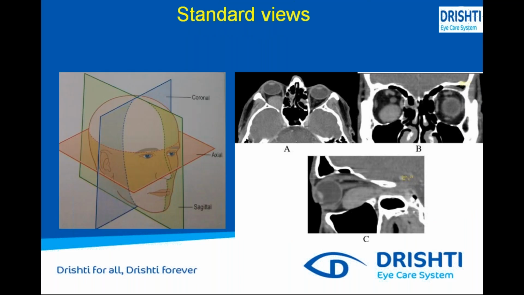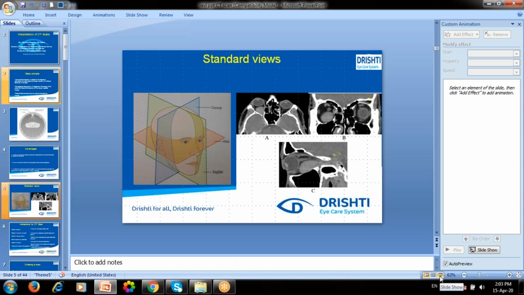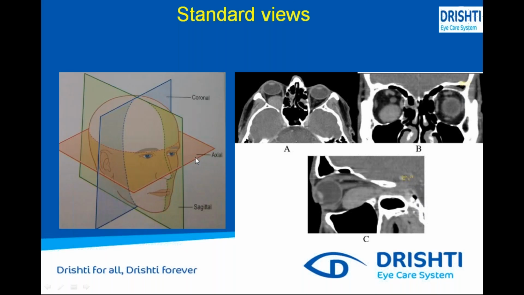So coming to the views, there are two pictures. In this picture we can see the coronal, axial, and sagittal views. In simpler terms, there are three types of views, three types of scans, generally taken in CT scan. So the first picture, if we see, is the axial scan. The axial scan is taken from down to up, or up to down.